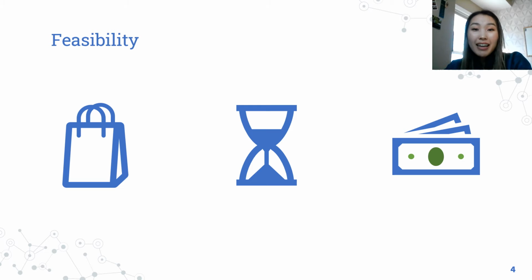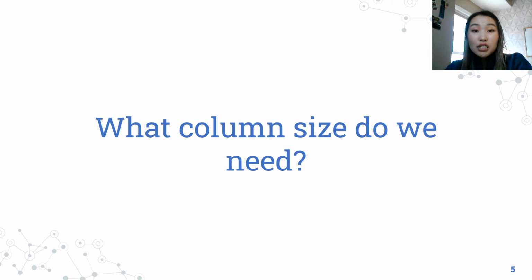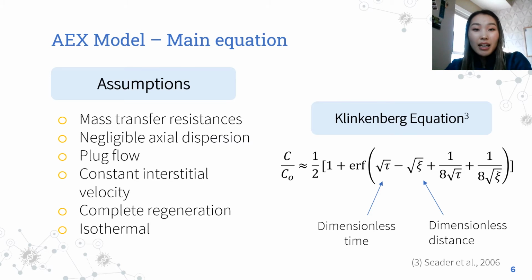However, to implement the AEX column into our production process, we must ensure that the column we need is available to buy, operates within a reasonable amount of time, and is economically feasible. And these three factors all depend on what column size we need to process the feed. So to size the AEX column, I used the Klinkenberg equation, which models non-ideal fixed bed adsorption.